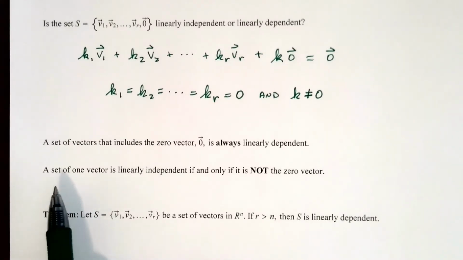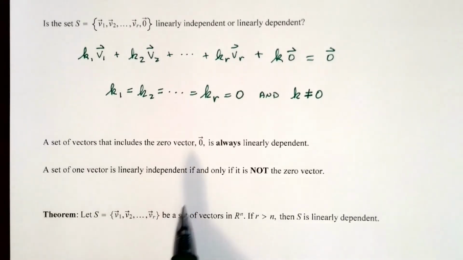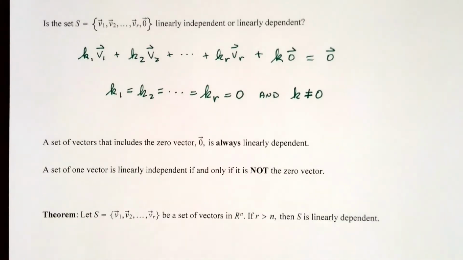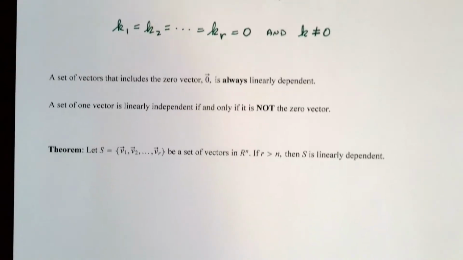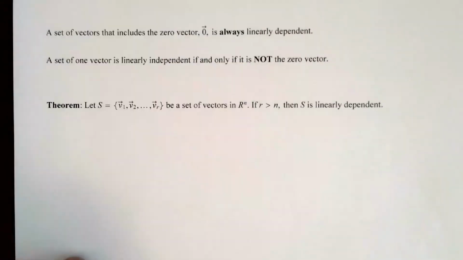Now, this also gives me, finally, we can go to a set of one vector. If there's just one vector in there, how do we know if it's linearly independent or not? Well, it's linearly independent if and only if it's not the 0 vector. So if there's just one vector in the set and it's a non-zero vector, it's linearly independent. If it's the 0 vector, it's linearly dependent. Okay. So those are some facts that you'll need to remember. They make good true-false questions, so make sure you review those in the textbook and think about these ideas.